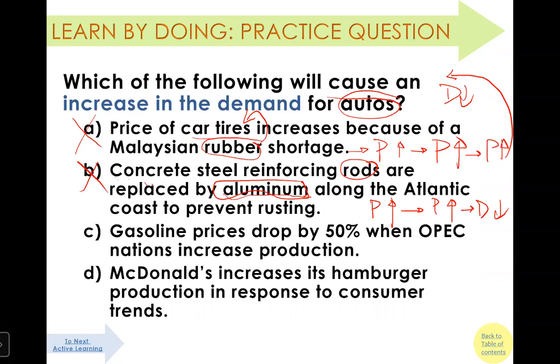Okay? Now we go to the next one. Gasoline price drop. So this is correct. Gasoline and cars are usually considered complements. Okay. Last one. McDonald's increases hamburger production in response to a consumer trend. So it has very little, almost nothing to do with autos. Okay, so they are independent. So the answer is C. Right?